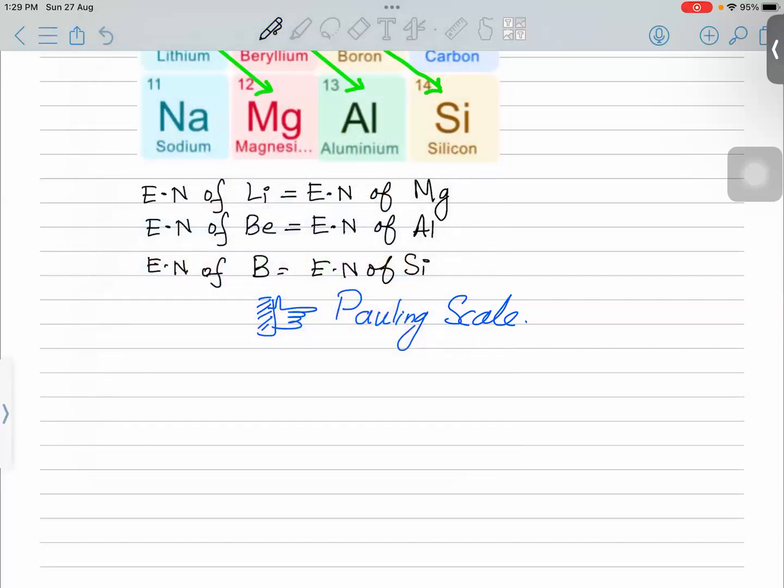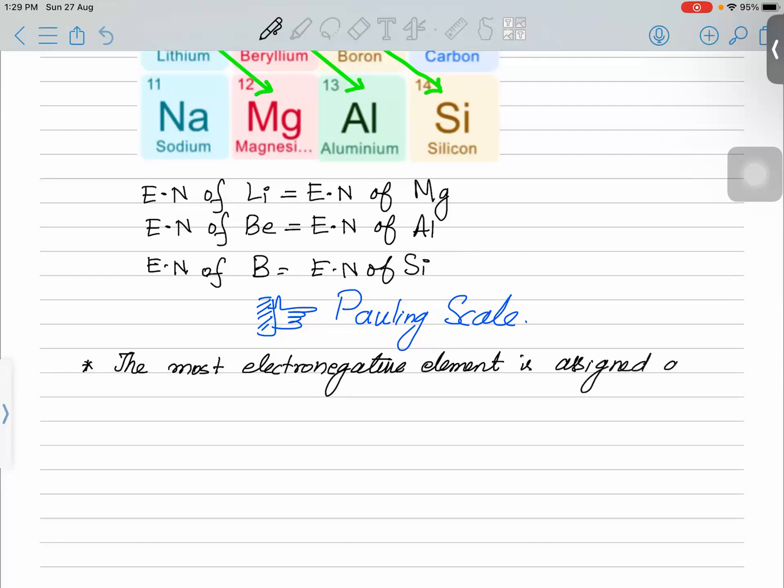This is the Pauling scale of electronegativity. So the first point is, the most electronegative element is assigned a value of 4.